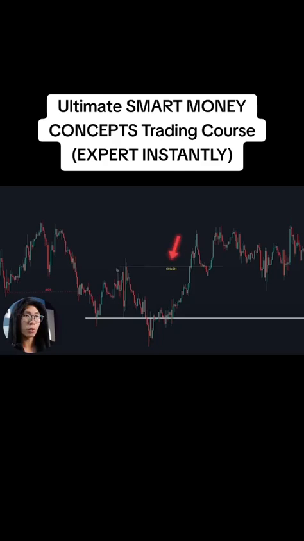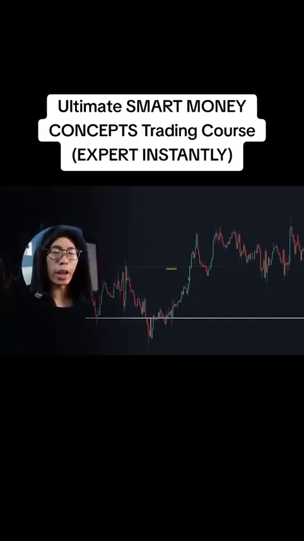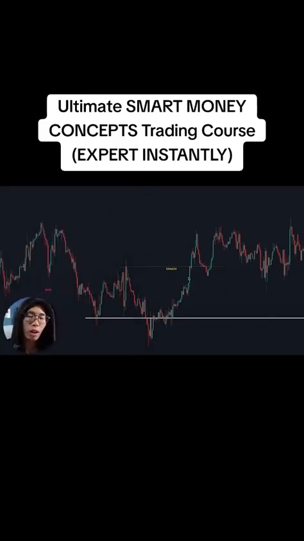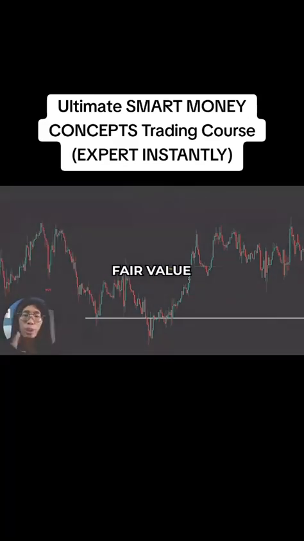So I can spot a change of character right here, because this is the last lower high before price collapsed, and then at this point in time, price has broken the last lower high, breaking structure, causing a change of character. Now next, when do we actually enter for the trade? We enter when there is a fair value gap.